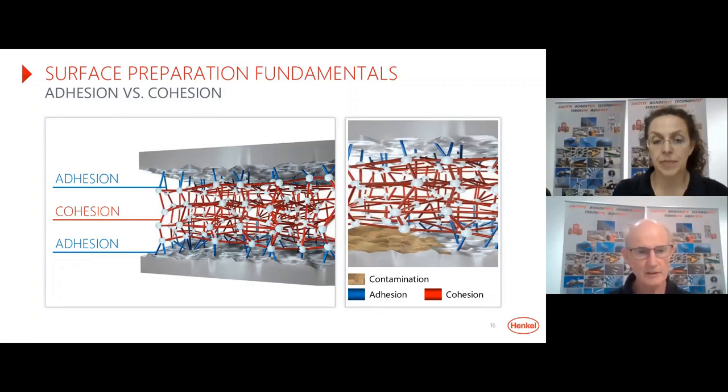Now, one of the things about structural adhesives is that contamination can give us issues. So in the second part of that picture, you can see there's some contamination on the surface. Now, that can originate from oxide layers, it can originate from oil or muck on the surface. So we need to ideally give the adhesive the best chance by producing nice clean surfaces.